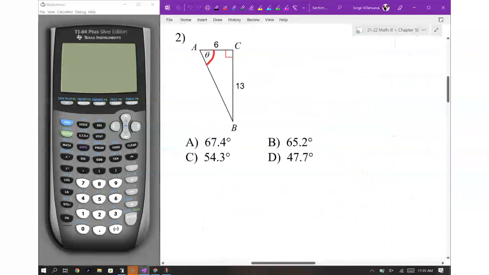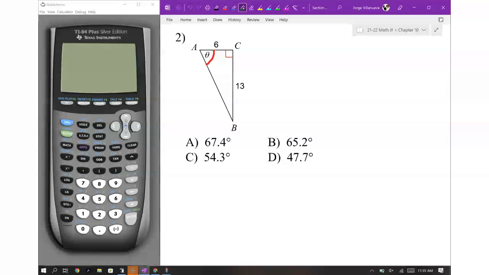So what you have to do, the very first thing, is identify which trig function we are going to be using. I'm looking at my angle, it's right there, angle A or theta if you want to call it. I have a side that's 6, a side that's 13, and a side that's not labeled.